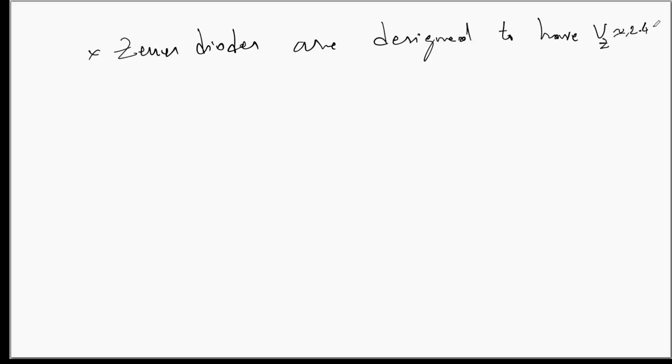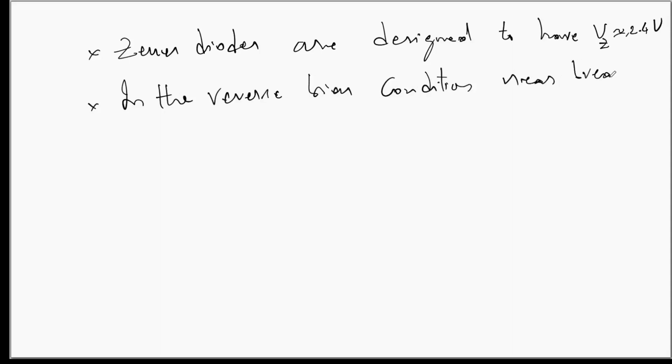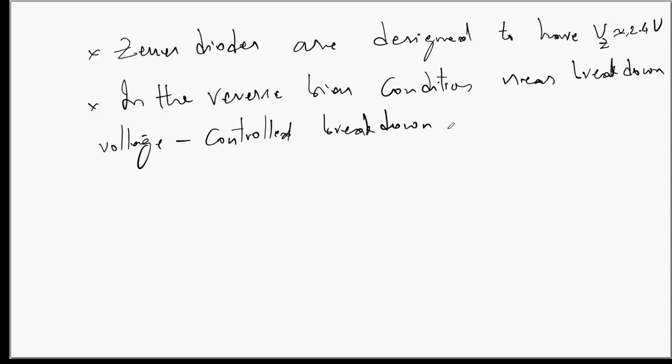The beauty of the Zener diode is that in the reverse bias condition, near the breakdown voltage, one can achieve what is known as controlled breakdown. And this controlled breakdown is reversible. Unlike the PN junction diode, which undergoes permanent damage when it reaches the breakdown voltage, in the case of Zener diodes we have a controlled breakdown taking place. As a result, the breakdown is reversible.